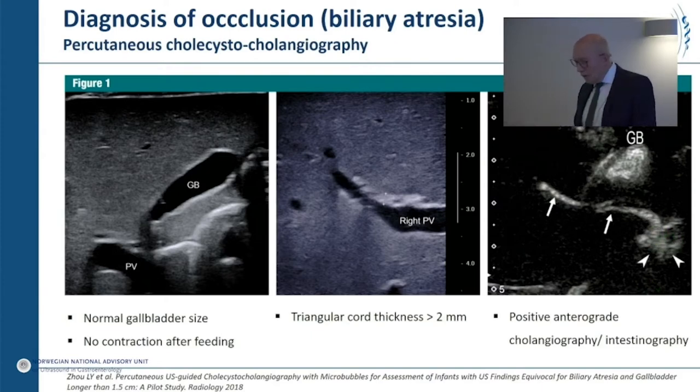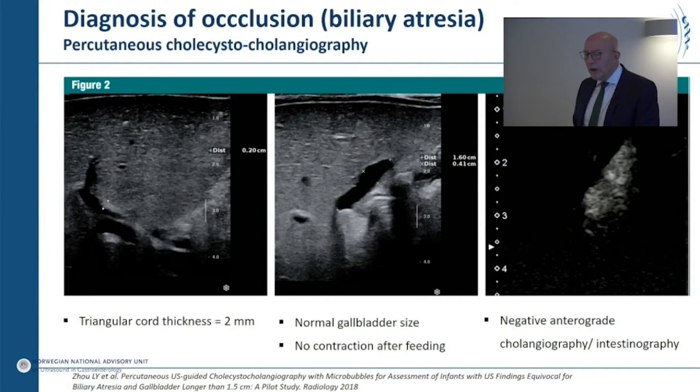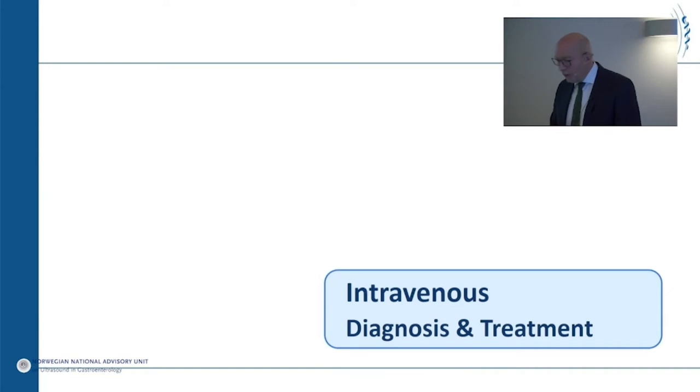But there was another case, and this is a report, I think, of 9 patients with a small gallbladder and with a triangular cord thickness of 2 millimeters, which is a cut-off value, and there's a negative enterograde cholangiography. Only the gallbladder has contrast inside. And I think this is a very interesting application because such a pediatric patient in this case doesn't need radiation to establish diagnosis or to exclude.